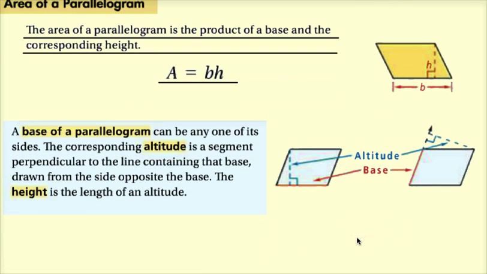And this is an explanation of what I mean by the bases. The base of a parallelogram can be any one of its sides. The corresponding altitude is a segment perpendicular to the line containing that base, drawn from the side opposite the base. The height is the length of the altitude. So this is how we normally say the base we use is the bottom base, and the altitude is the height. It's drawn perpendicular to the base.